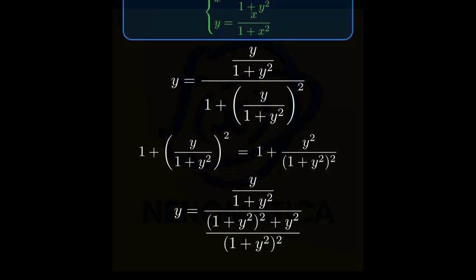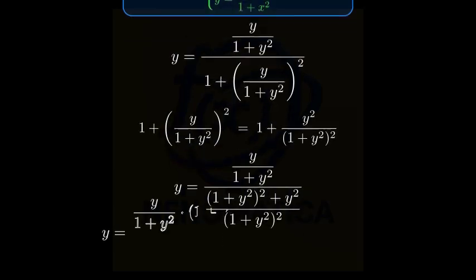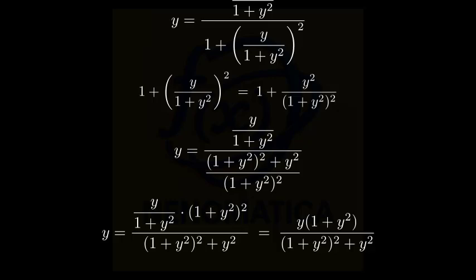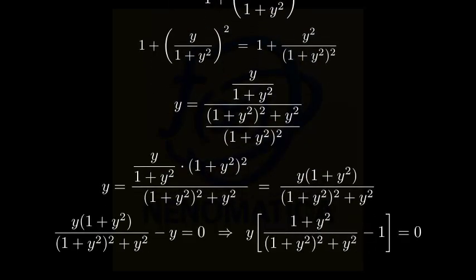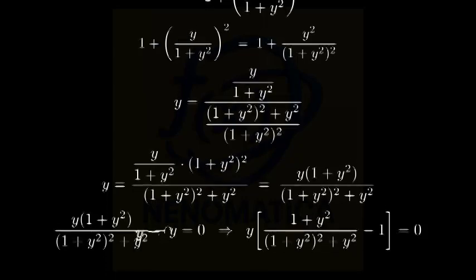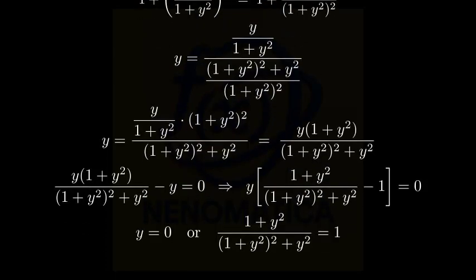Step 4. Multiply by the reciprocal to clear the complex fraction. This gives y equals y times (1 plus y squared), divided by the quantity (1 plus y squared) squared plus y squared. Step 5. Bring all terms to one side and factor out y. We obtain y times the bracket equals 0. Step 6. By the zero product property, either y equals 0 or the bracket equals 1. We analyze both cases.